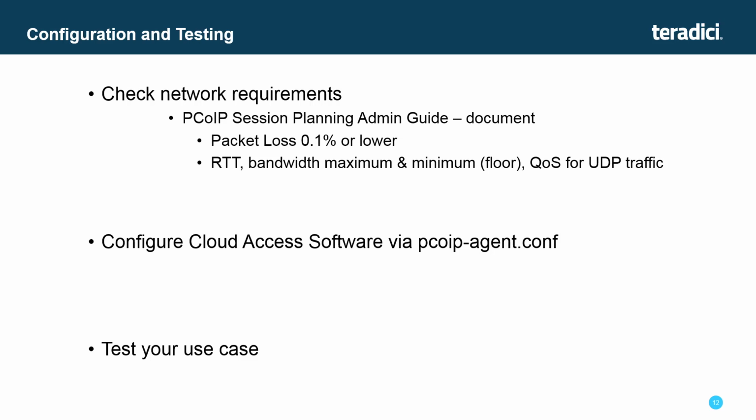Now that we have successfully installed Cloud Access Software on our Linux VM, we're going to go through the steps of configuring Cloud Access Software using the PCIP-agent configuration file. Before starting this process, I recommend taking a look at our PCIP session planning admin guide, which outlines the various bandwidth requirements for different use cases and the network configurations required for PCIP, such as QoS. When setting the PCIP configurations, you may need to try different values and settings to get the optimal experience for your use case. Teradici also offers professional services that can architect, set up, and troubleshoot the issues related to PCIP if you need expertise from us.